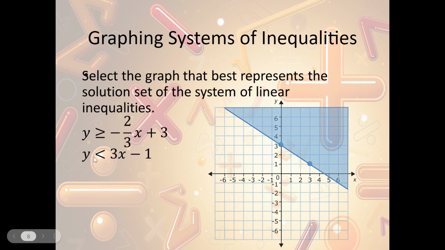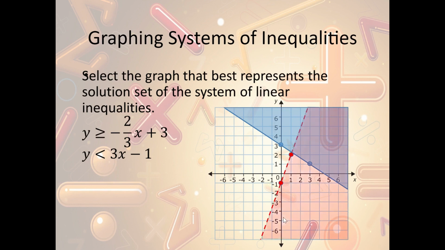Now the second one says y is less than 3x minus 1. So we'll go ahead and plot our y-intercept at negative 1. And our slope is 3, so we'll go up 1, 2, 3 to the right 1. They didn't add anything extra, so we won't either. So it'll be an open line. And it's a less than symbol, so we'll shade below.